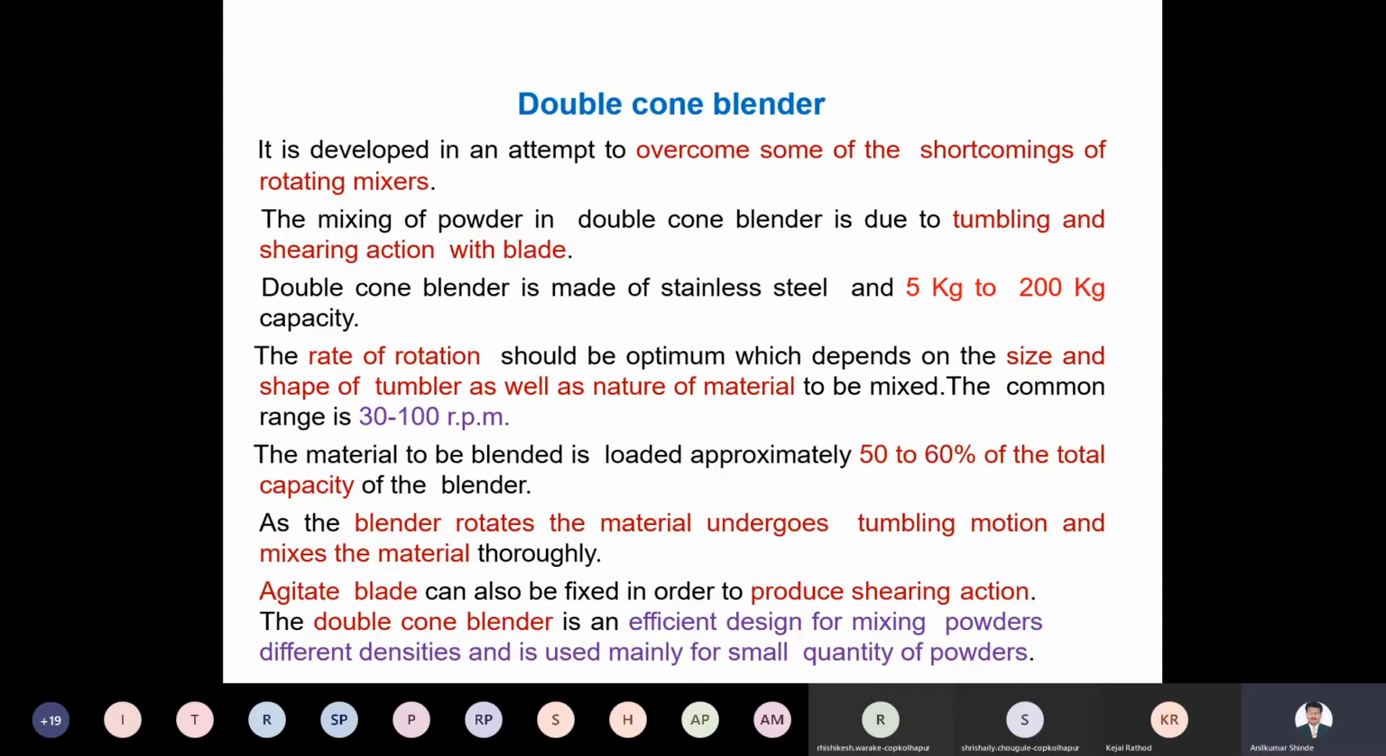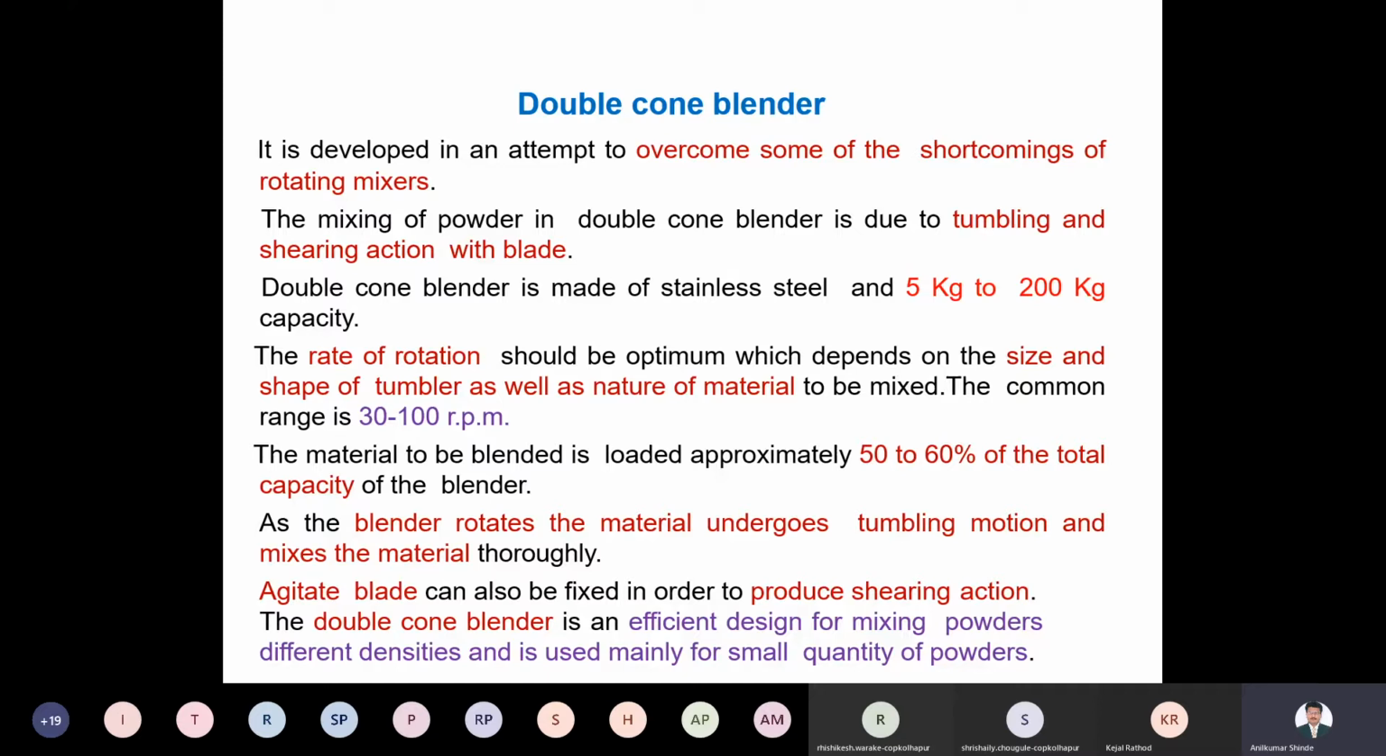Tumbling means we just tumble the material and mix that material. This is called tumbling, right? That is without any shearing. But for the shearing action, we can attach different blades inside the double cone, and these blades, running at a higher speed, cause the shearing action. And with that shearing, right, we can mix every material into the other material, right?